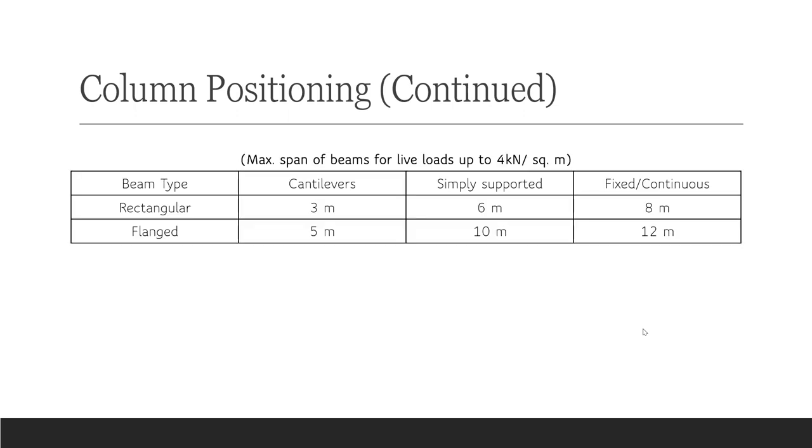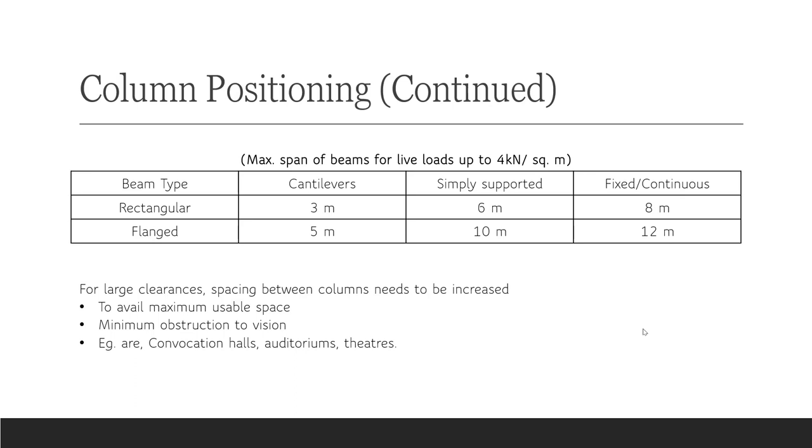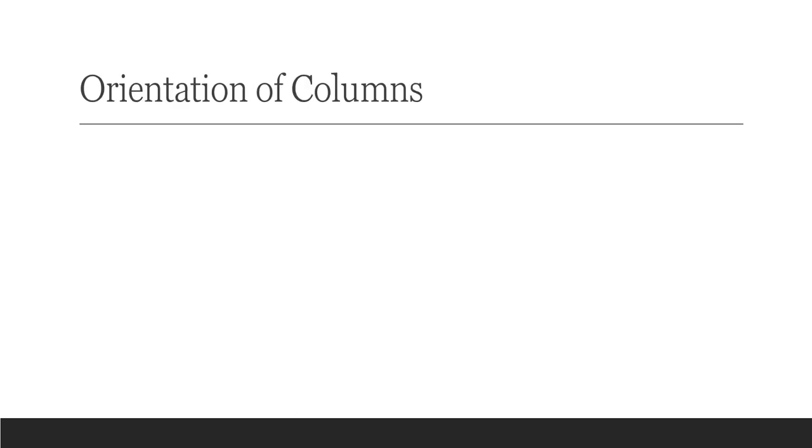To begin with some starting point, following table can be used as maximum limiting value for span of beam for live loads up to 4 kN per meter square. If we go for flanged beams, the limiting value is little higher than the rectangular beams. In some public places such as convocation halls, auditoriums, theaters, we need larger clearances. In such cases, we can increase spacing between columns, because in this case, maximum usable space and minimum obstructing vision is the primary criteria. Next is orientation of columns.